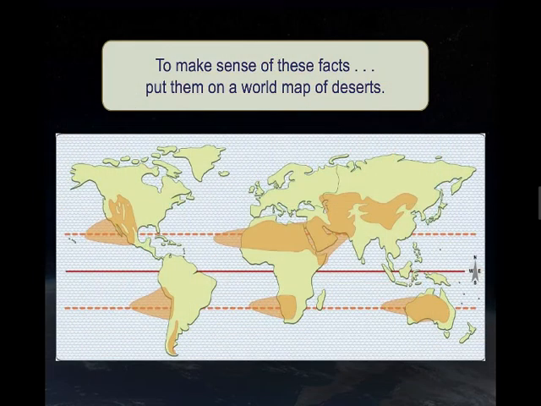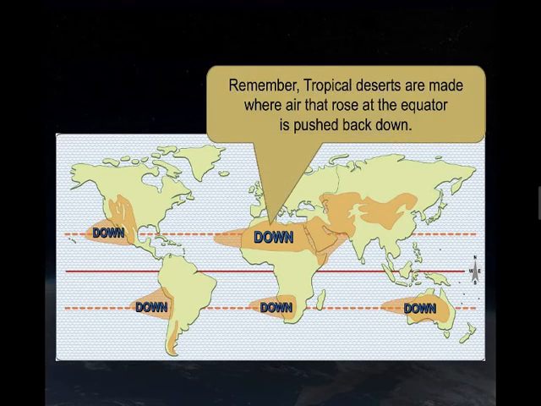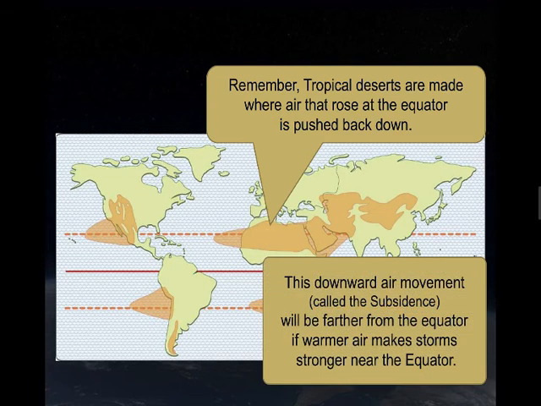To make sense out of all these facts, we can put them on a world map of deserts. Remember, the tropical deserts are made where air that rose at the equator is pushed back down. This downward movement will be farther away from the equator if warmer air makes the storm stronger near the equator.